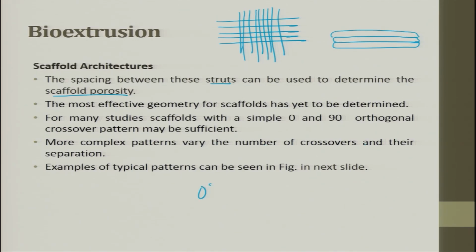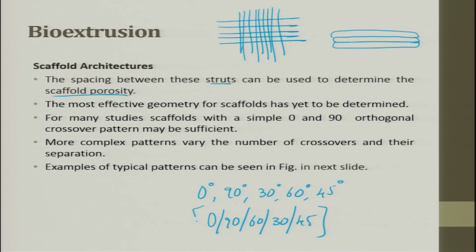Why? It can have 0 degrees, it can have 90 degrees, it can have 30 degrees, it can have 60 degrees, it can have 45 degrees, it can have a combination 0/90/60/30/45, and then you can do it like 5 times. So, this pattern will be repeated. So, about the axis you will repeat it. So, why do we do this? Because we try to distribute the strength.